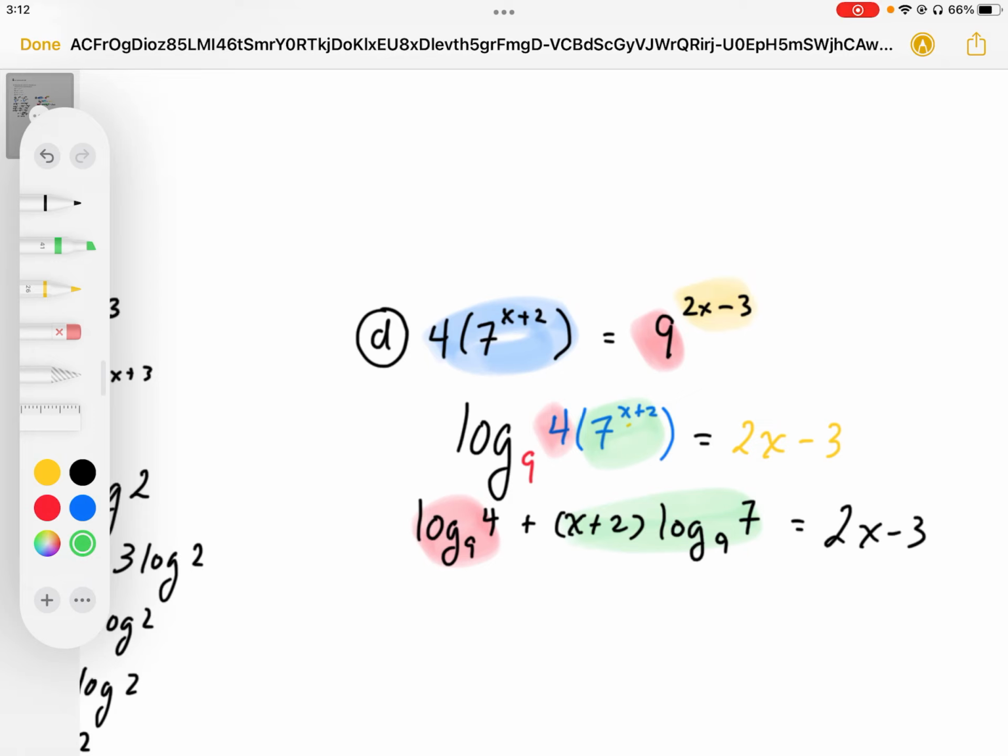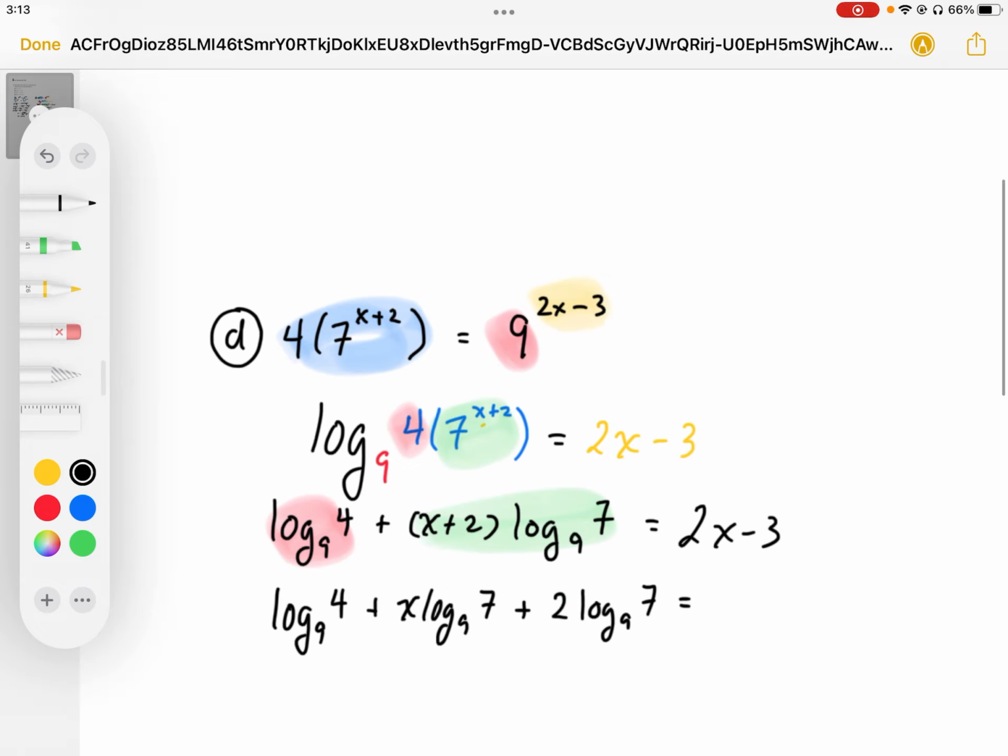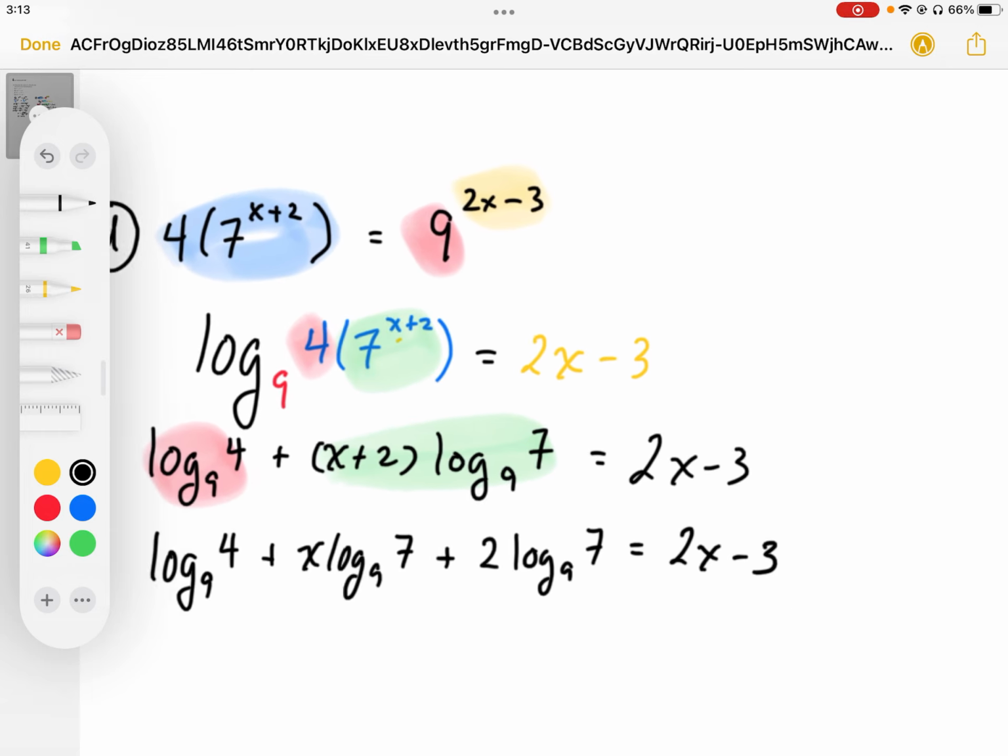So again, the goal is to solve for x. So I need to group my x's. I'm going to put all the x terms on one side. To do that, I need to expand out the brackets first. So I'm going to end up with x log base 9 of 7 plus 2 log base 9 of 7, and that's equal to 2x minus 3.